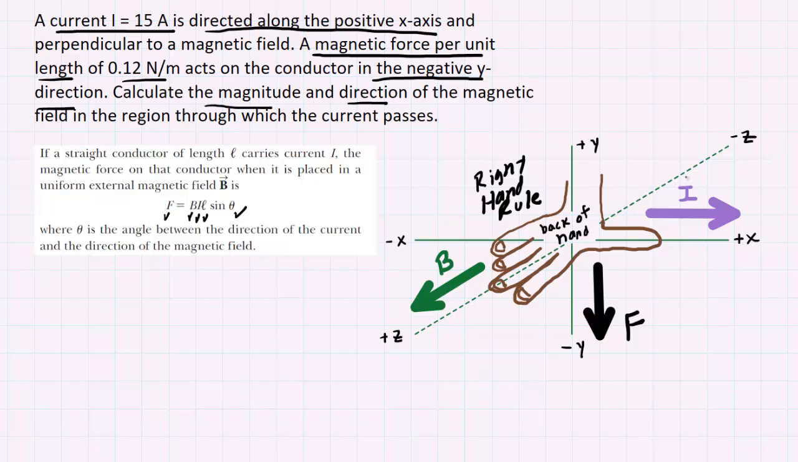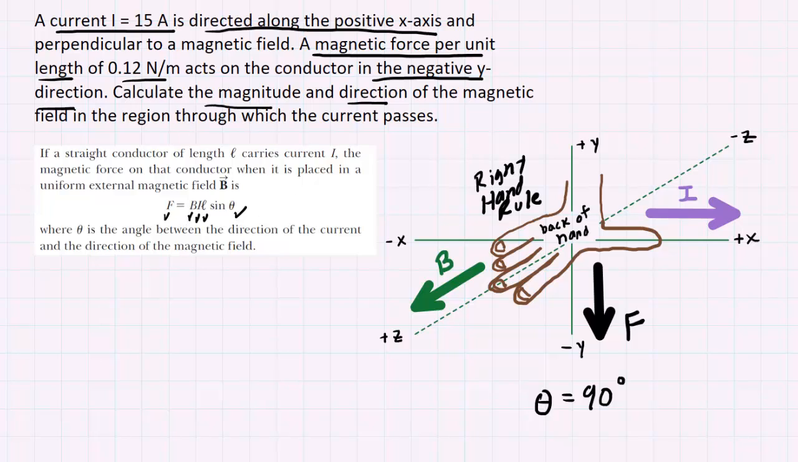So if the current is along the positive x-axis and the magnetic field is along the positive z-axis, then the angle between them will be 90 degrees. So keep in mind that theta in this problem is indeed 90 degrees. Now, back to the problem.